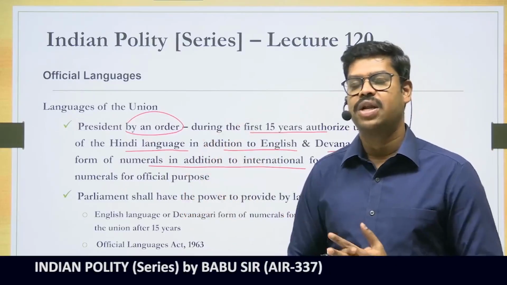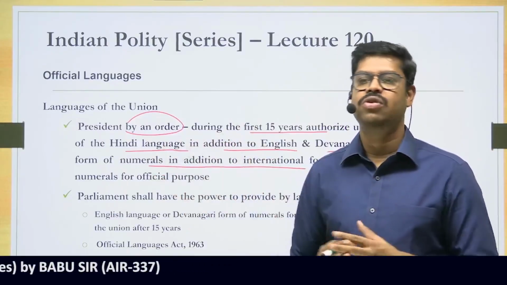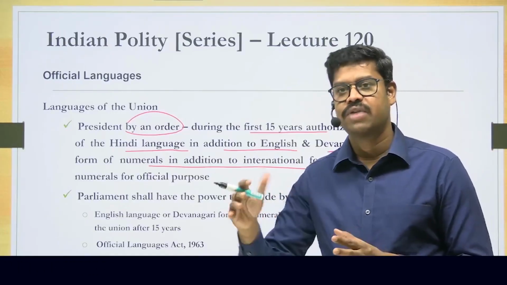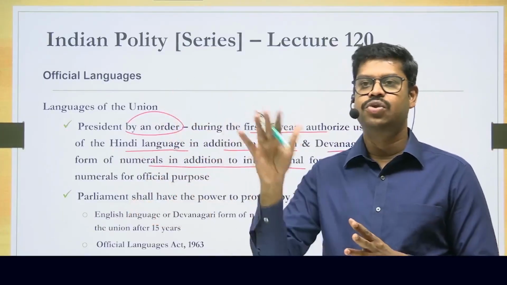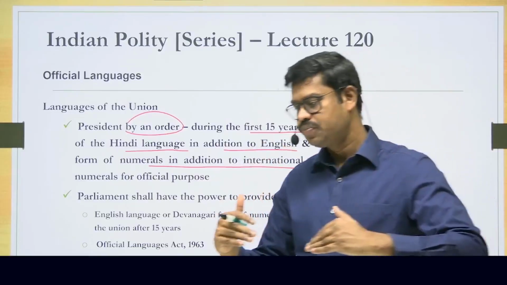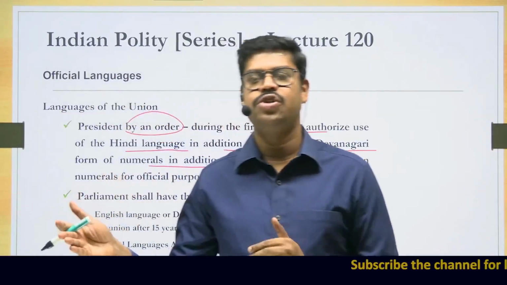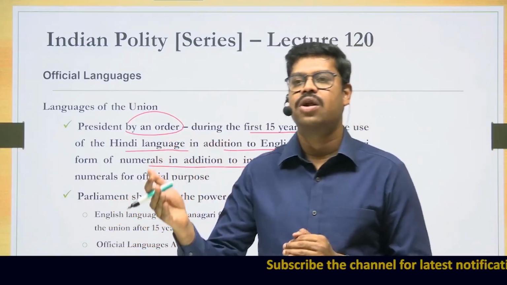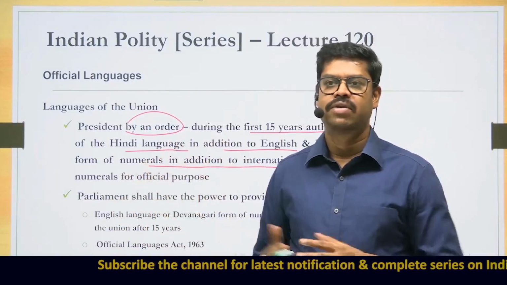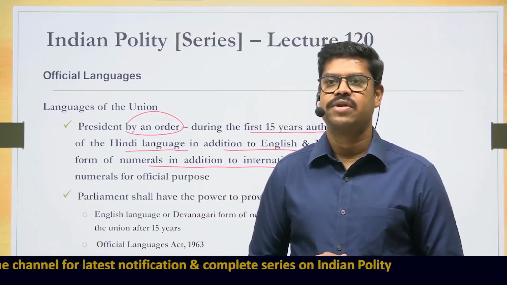Despite English being the official language for the first 15 years, the president can make an order, and by that order he can also simultaneously allow Hindi also to be the official language. And not only Hindi, but he can also allow for Devanagari form of numerals to be an official language in addition to the international form of Indian numerals. So all these things are possible in the first 15 years. Therefore, for the first 15 years, despite Hindi being the official language, generally English should continue. But if the president by an order allows for Hindi to be an official language in Devanagari script, Hindi can also continue along with Devanagari form of Indian numerals. So this is what you will have to understand with regard to the official languages in our country.